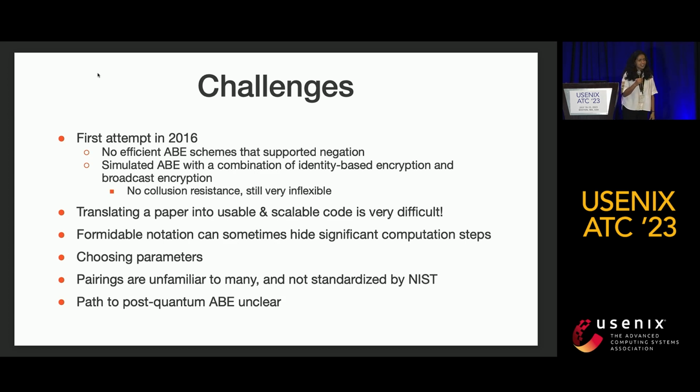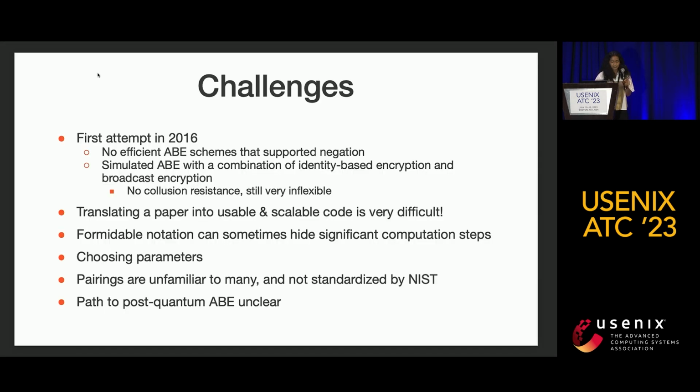Choosing parameters. Trying to understand what a particular cryptographic parameter means for your application is always a challenge with security and cryptography in general, but here, because of the lack of prior art, that's more of an issue. Pairings are the mathematical operation that underpins ABE, and they are more unfamiliar to people compared to all the traditional stuff that's out there. It's also not been standardized by NIST, even though there's a lot of talk and discussion to do so. Path to post-quantum, I won't go into it.